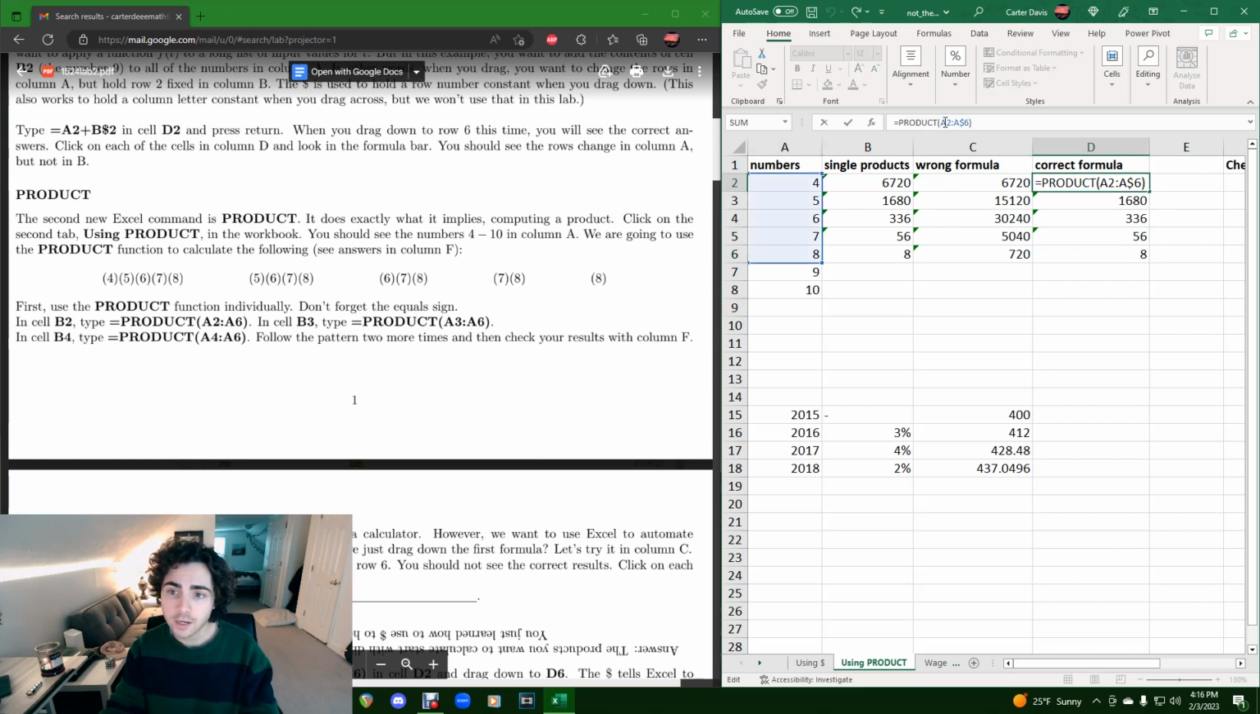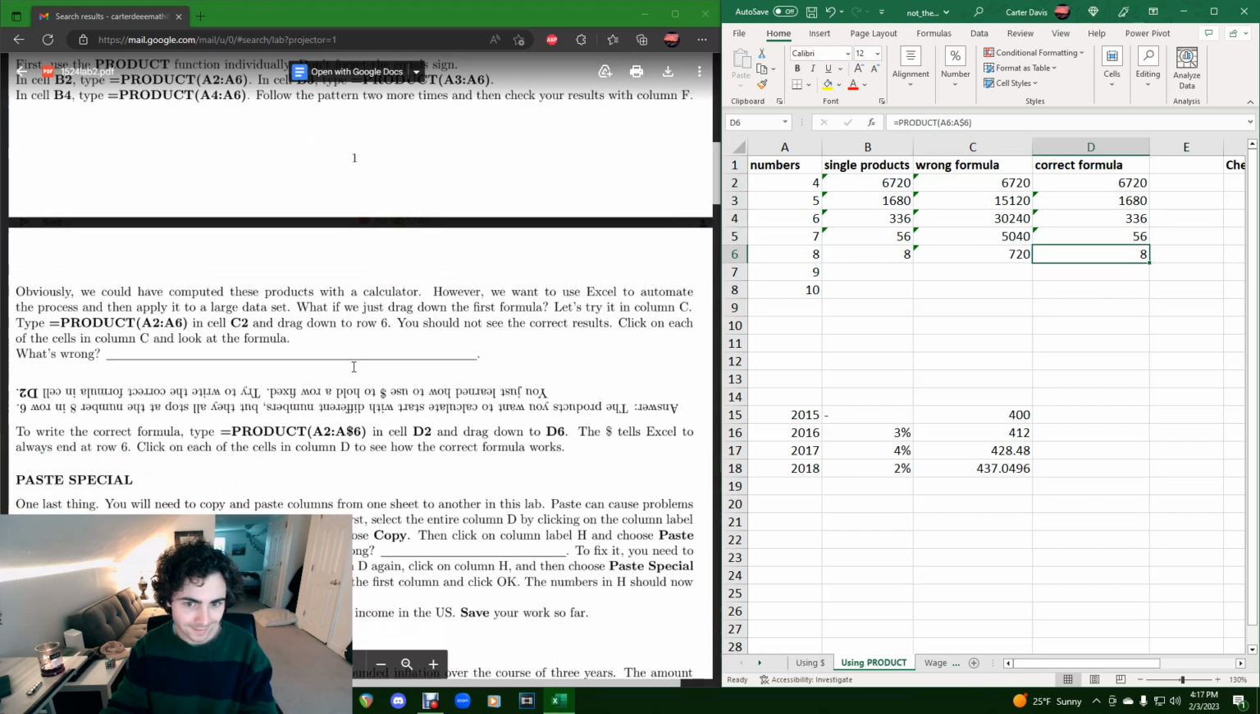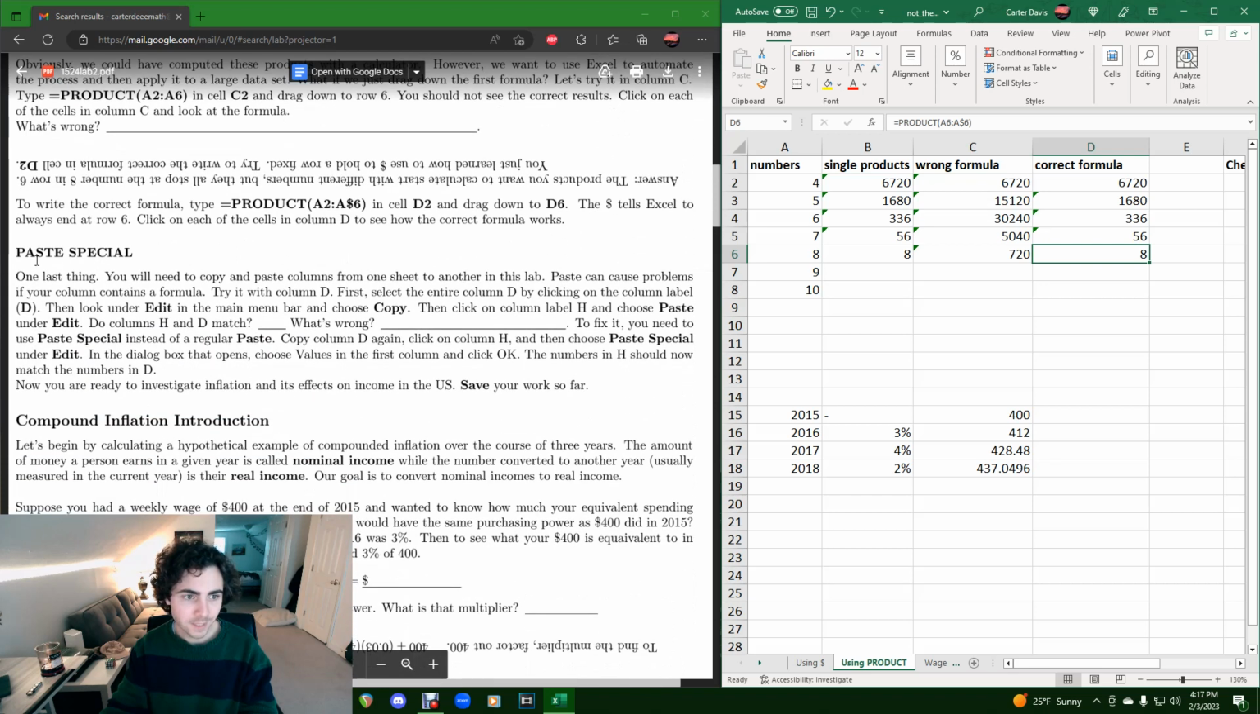So we do the product of A2 through A$6, to lock the 8 in place. Now as we go through these formulas, you'll notice it's locking the 8 in place but moving the A2, A3, A4, and so on along the way. So we lock that 8 in place while we practice that product function. The product function finds the product of as many cells as we want. The last Excel function is paste special.